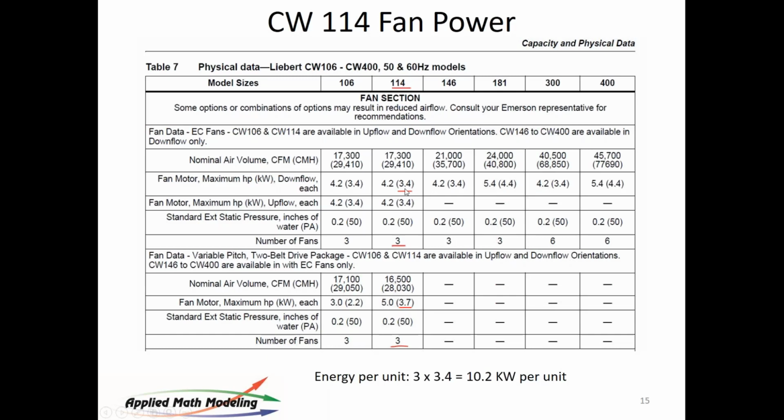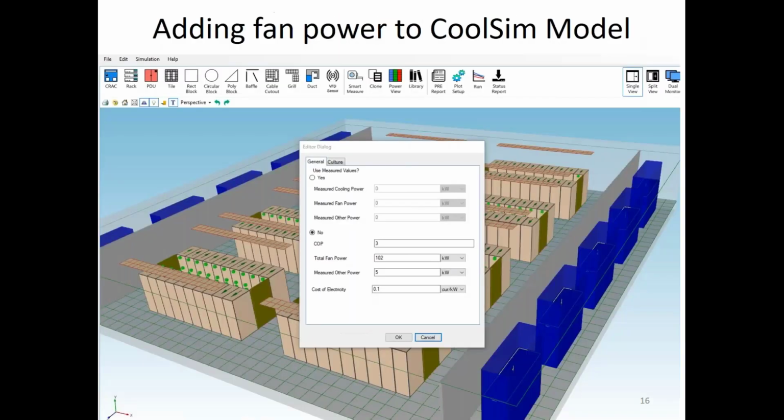Notice they're not that far apart. 4.2 horsepower, 3.4 kW per unit. We have 3 units in each one of these devices. You can see I underlined 3. So we've got 10.2 kW times 10 units. So we've got 100 kW of fan power going into the room that is really used twice. Once to spin the fans, and then you've got to pump the heat back out that it creates.